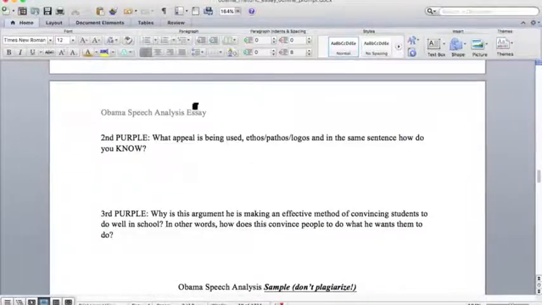Second purple, what appeal is being used? Is it ethos? Is it pathos? Is it logos? And how do you know? Like, oh, it's logos, why? And if you say something like it's pathos because he makes us feel emotion, I'm going to write what emotion? Be specific, right? You might find it's helpful when you look up the definitions of ethos, pathos, and logos, the same words that the internet uses to describe and define those terms would be the words you want to use in your purple, right?